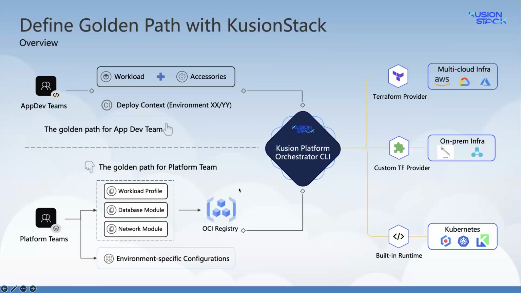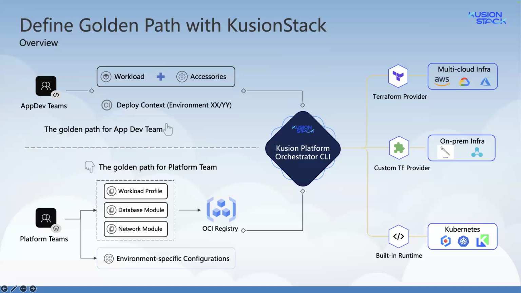The Kusion Platform Orchestrator is what we call it today. It takes two inputs, right? One from the platform team and one from the application development teams. And it basically merges these two parts together. It matches them according to the correct deployment context, which is what we call a workspace. You can just understand it as a general environment type of concept.